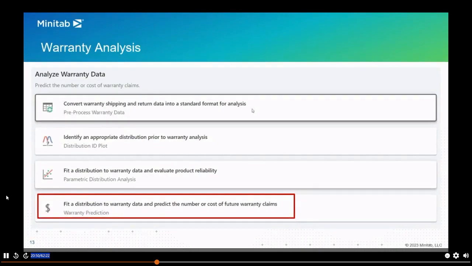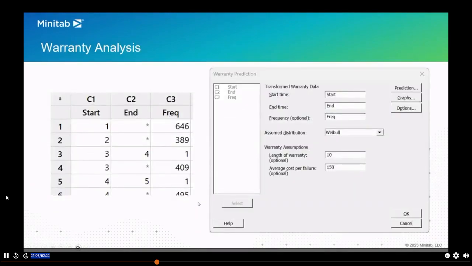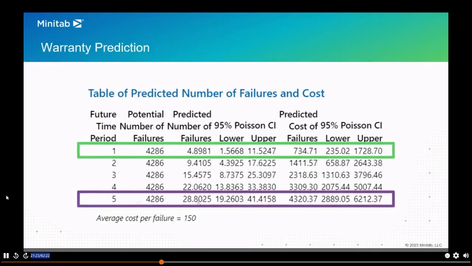We already know we're going to use a Weibull distribution, so we're not going to identify the distribution. We're just going to go straight to the warranty prediction here. So, fit a distribution to warranty data. That was my data. I'm going to fill out this form with those start, end, and frequency. I'm going to say the length of the warranty here was 10 years. I'll put that in. And my average cost per failure in these heat exchangers isn't crazy high. It's only $150. But what I want to do is look at how many of these heat exchangers I expect to see fail in the next few months or next few years.